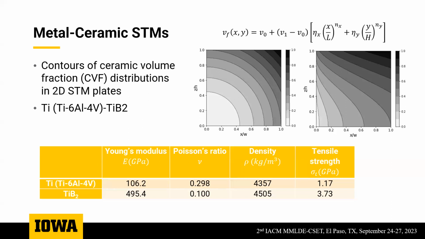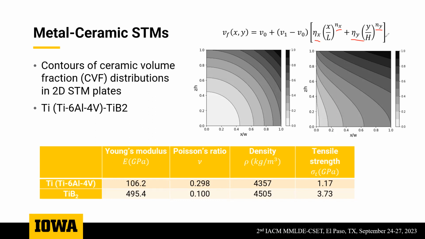In the two-dimensional case, the volume fraction will depend on the x and y coordinates. And eta x, eta y, nx, ny are the control parameters to control the volume fraction distribution.